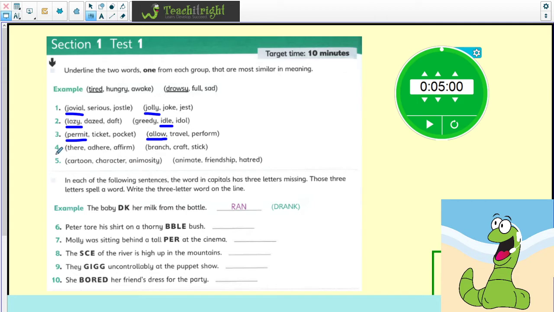So we've got number 4, and the synonyms here are adhere. That means to stick to.